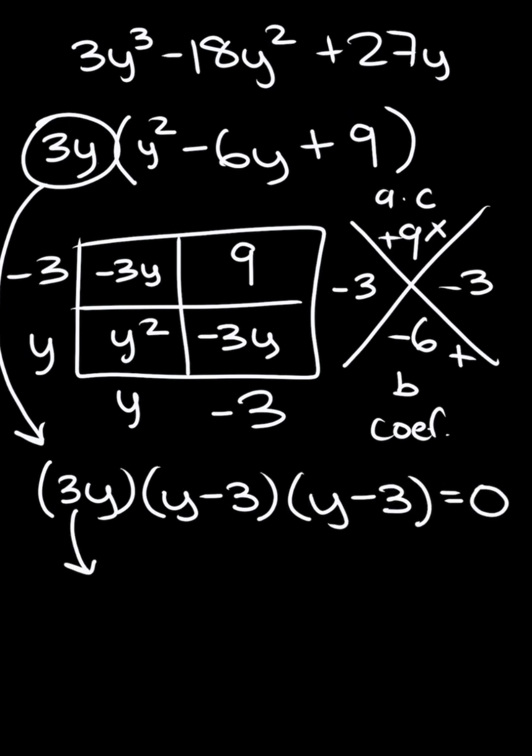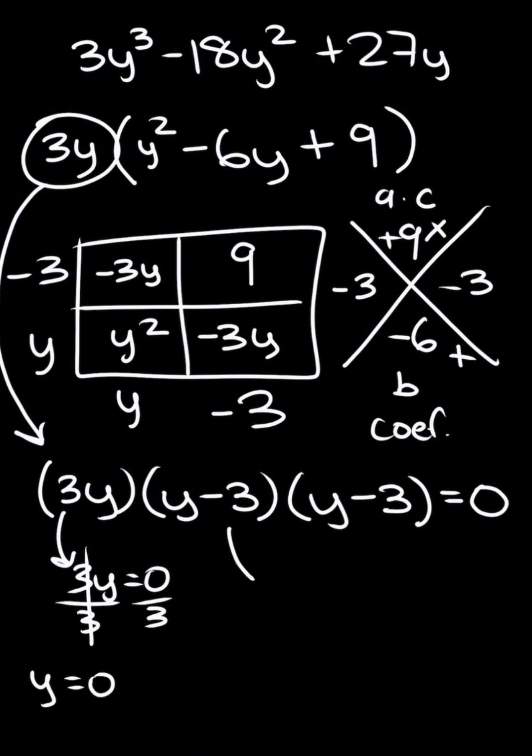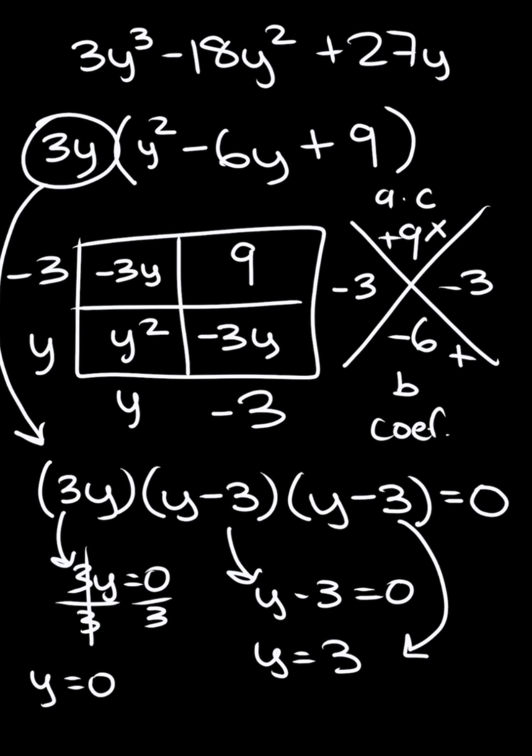And we can set this one equal to 0 because it has a y. If it didn't have a y or another variable, we would just have to ignore it. So 3y equals 0. We divide 3 on both sides, and y equals 0. We already know what we're going to get when we solve the other one. And this one will just give you the same answer. So your x's are 0 and 3.